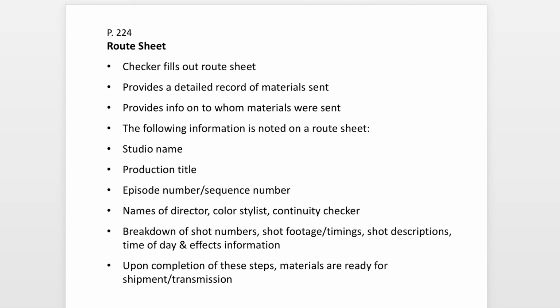Page 224, the route sheet. The checker fills out the route sheet, provides a detailed record of materials sent, and provides info on to whom the materials were sent. The following information is noted on a route sheet: the studio name, the production title, episode number or sequence number, the name of the director, color stylist, or continuity checker, the breakdown of shot numbers, shot footage and timings, shot descriptions, the time of day, and effects information. Upon completion of these steps, materials are ready for shipment and transmission.